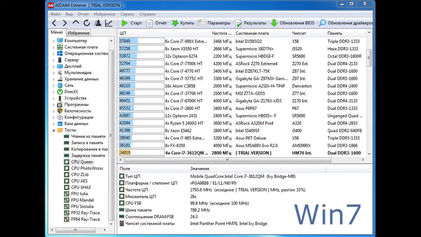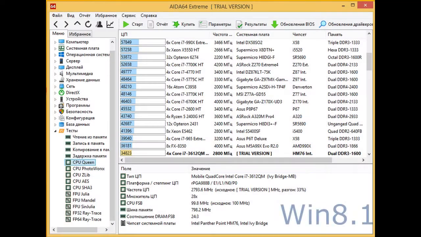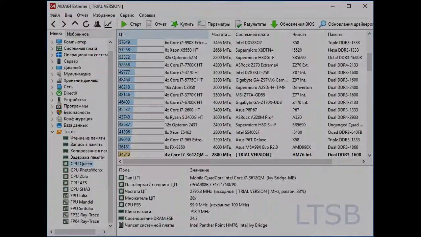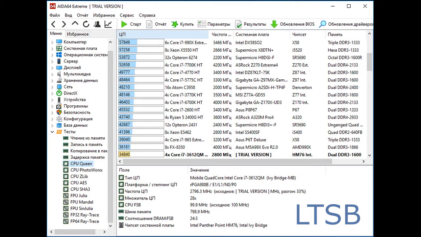But let's try another benchmark built into AIDA 64. Unfortunately, there is a big error here, and we will not see an objective difference. Therefore, we proceed to the next experiment, which is more real.